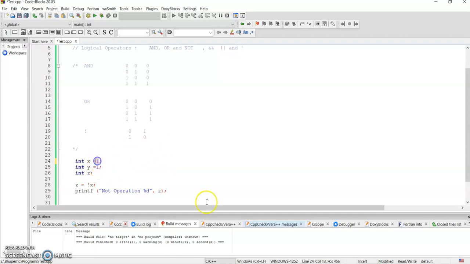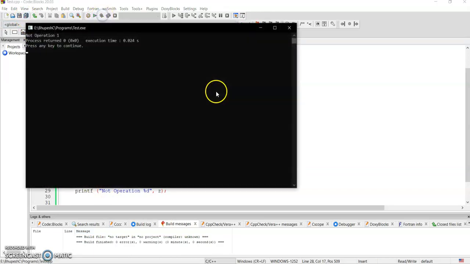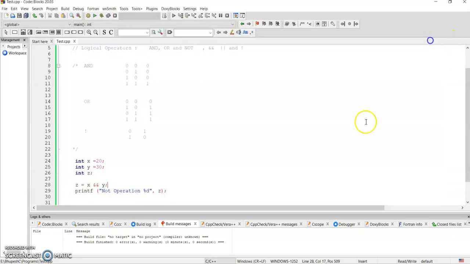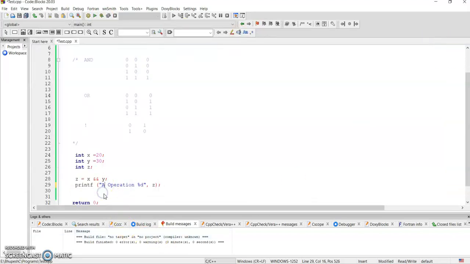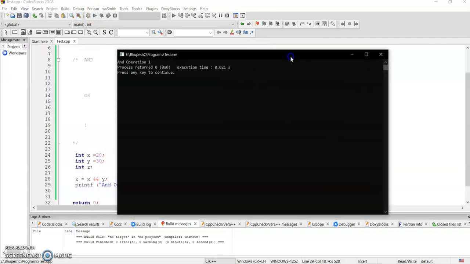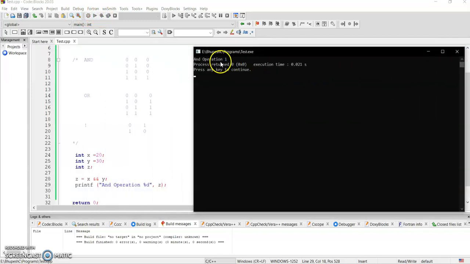So let me write x is 20, and y is 30, and then z equal to x AND operation y. Let me save it. Now let me execute. So what should be the answer? Sorry, we should write here an AND operation. Fine. So we got the AND operation as 1, for 20 and 30.